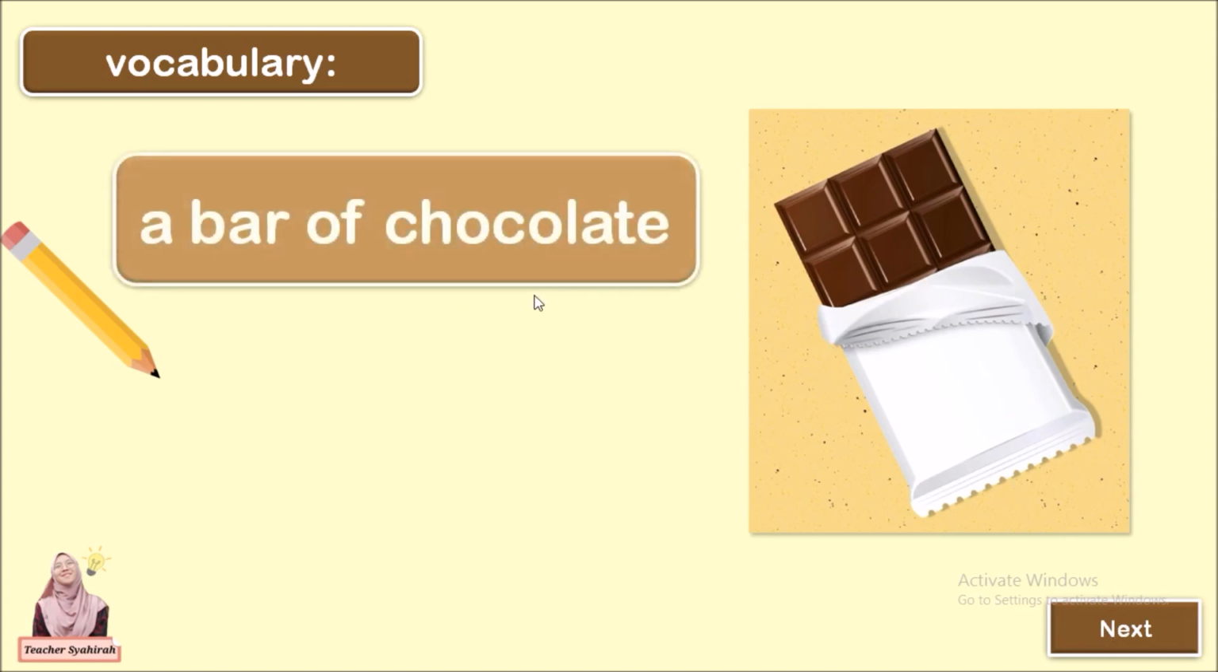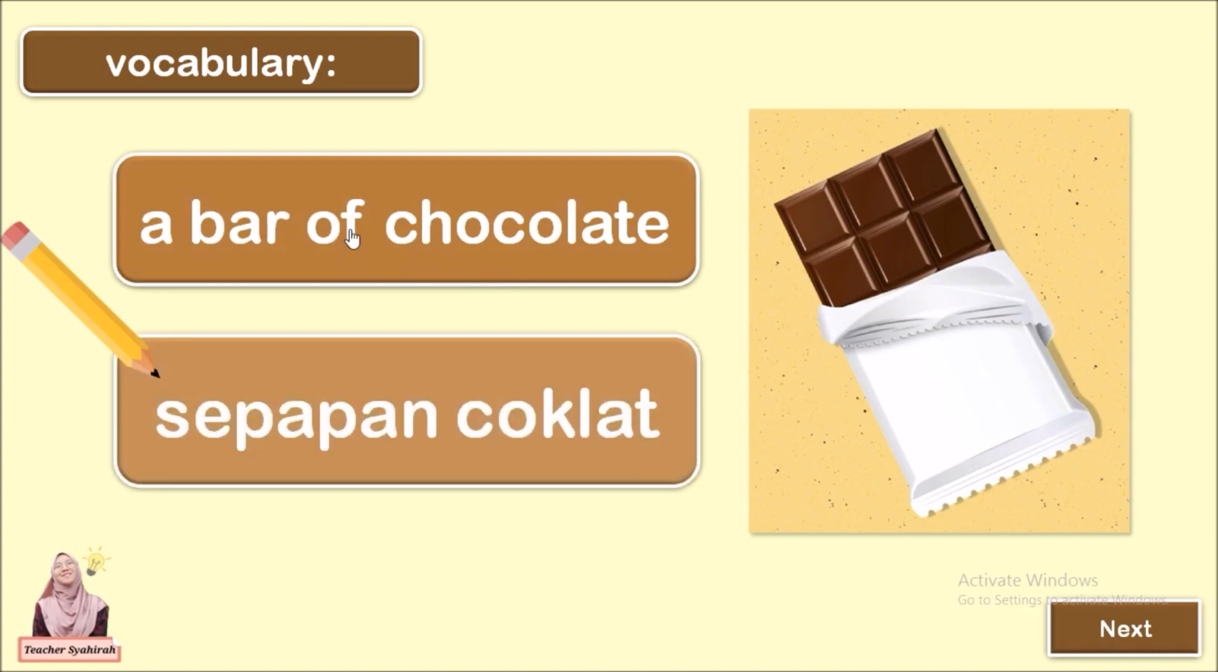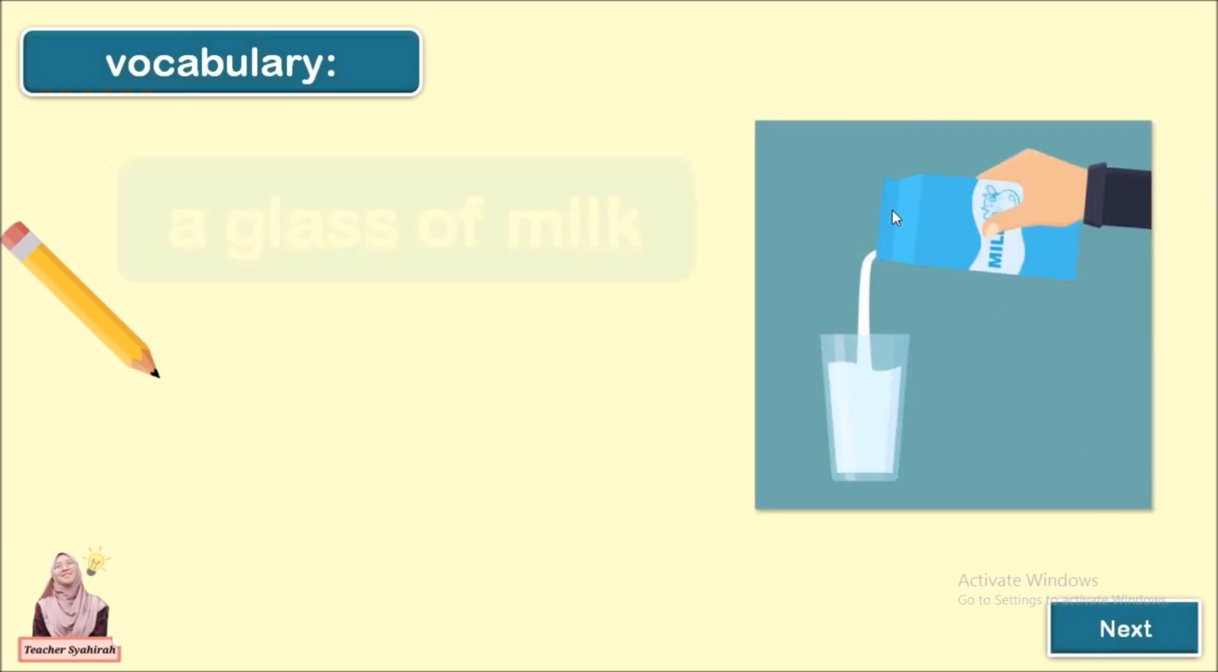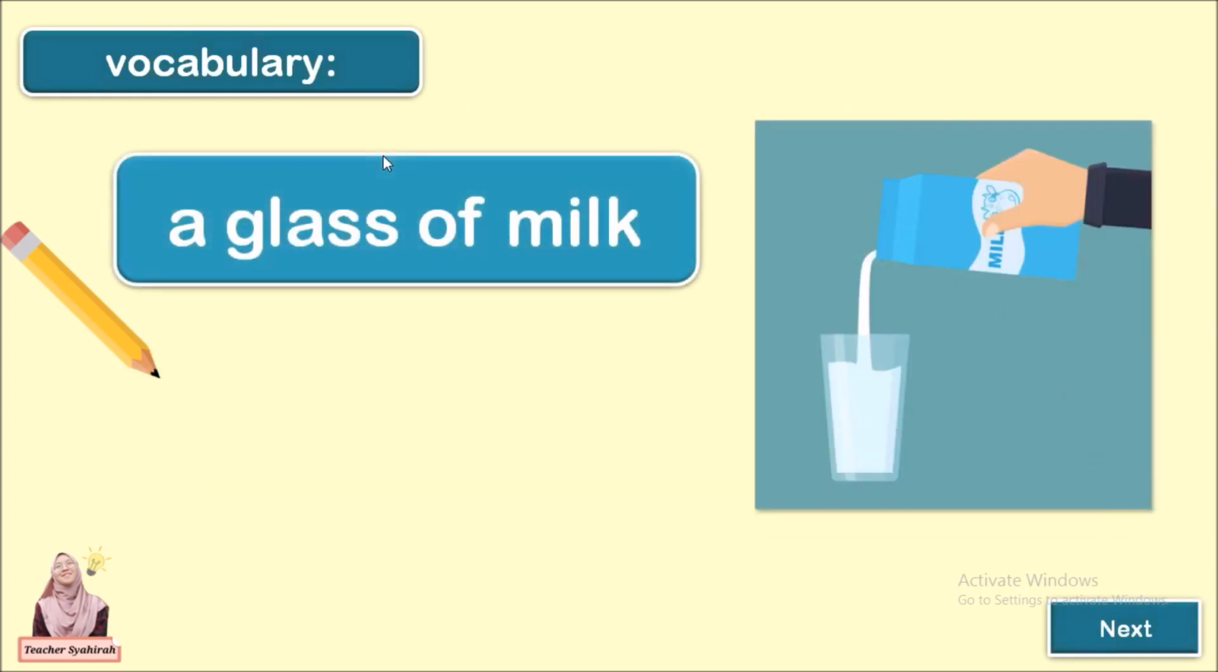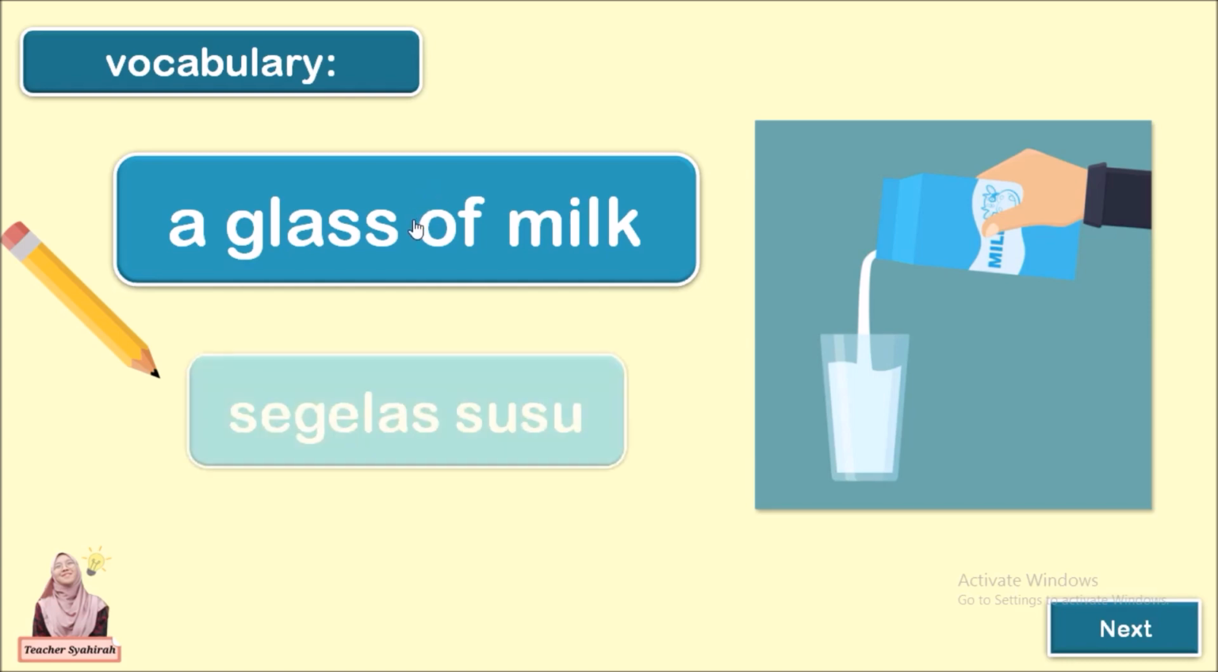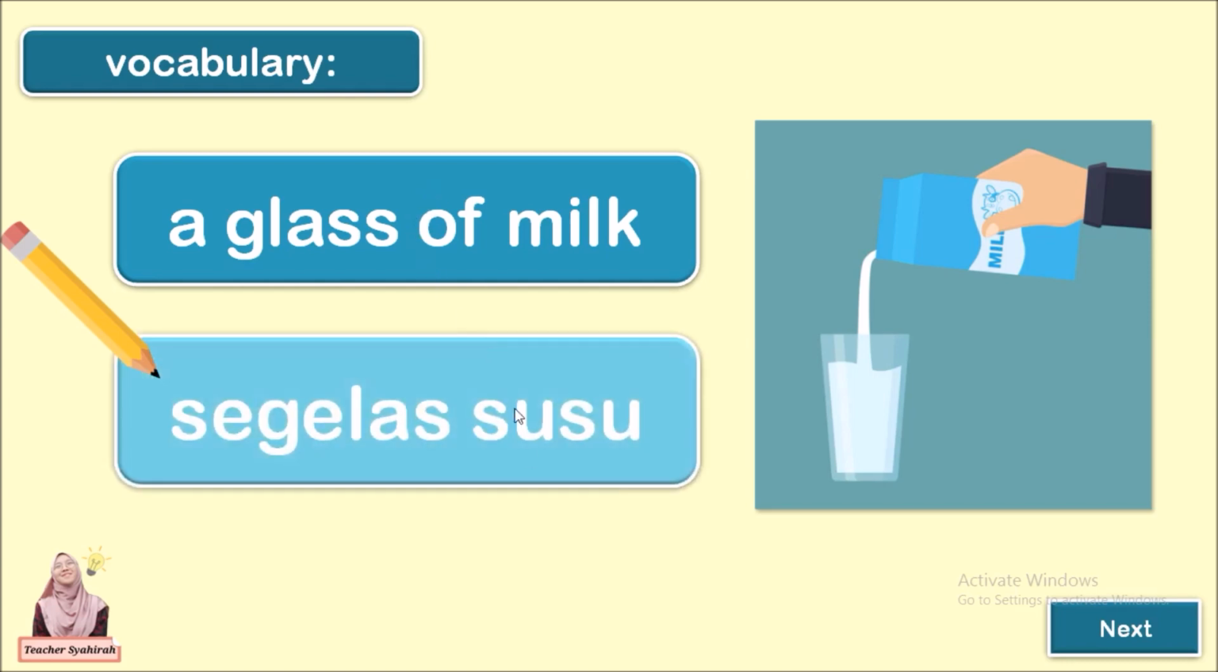Next one is a bar of chocolate. Say it with me. A bar of chocolate. So a bar of chocolate in Malay we call it sepapan chocolate. Okay, the sepapan, the satu papan macam ini, we call it a bar. A bar of chocolate. Next one is a glass of milk. A glass of milk. It means segelas susu. Okay, this is a glass of milk.